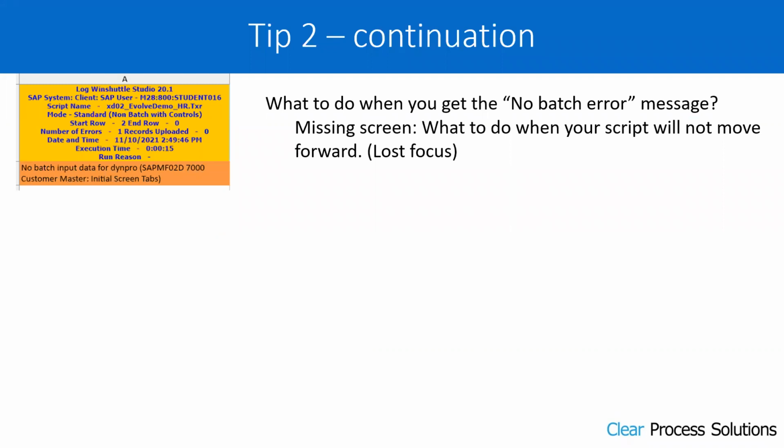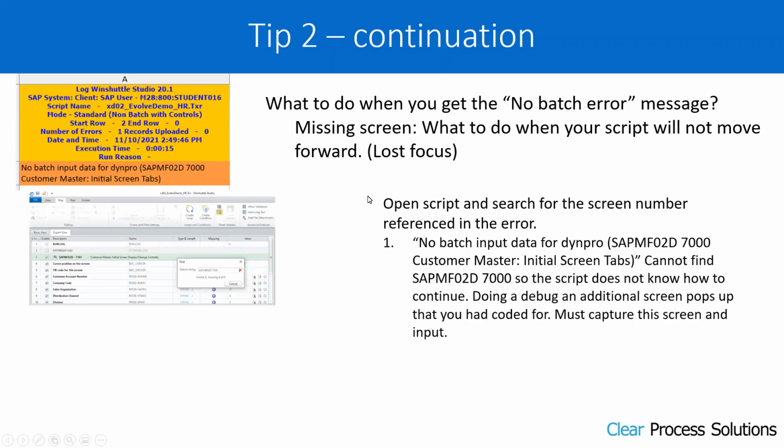Tip 2, continuation, is sometimes it's not in your disabled fields. And if that's the case, in this example, I've got a screen that's popping up here, screen 7000, customer master: initial screens tabs. So what I want to do here is, again, open my script, search for the screen number that's referenced in the error, and that's what I've done here, to see if you can locate it. Again, I could not locate that screen, so that's why the script is failing.